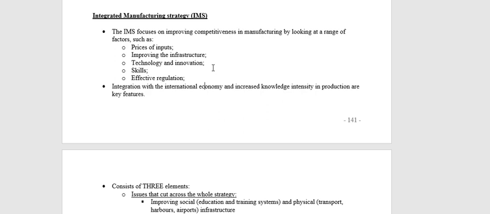Now, obviously, also very important is integration with the international economy. Obviously, we need to be aware of what is happening also outside of our country, in other countries. We need to increase the knowledge intensity in production. As we said previously, move towards a knowledge-based economy more than physical labor. All right, we need to see what are the international trends, what are they doing in other countries that are working, and we can use those strategies once we've adapted them for our local situation.